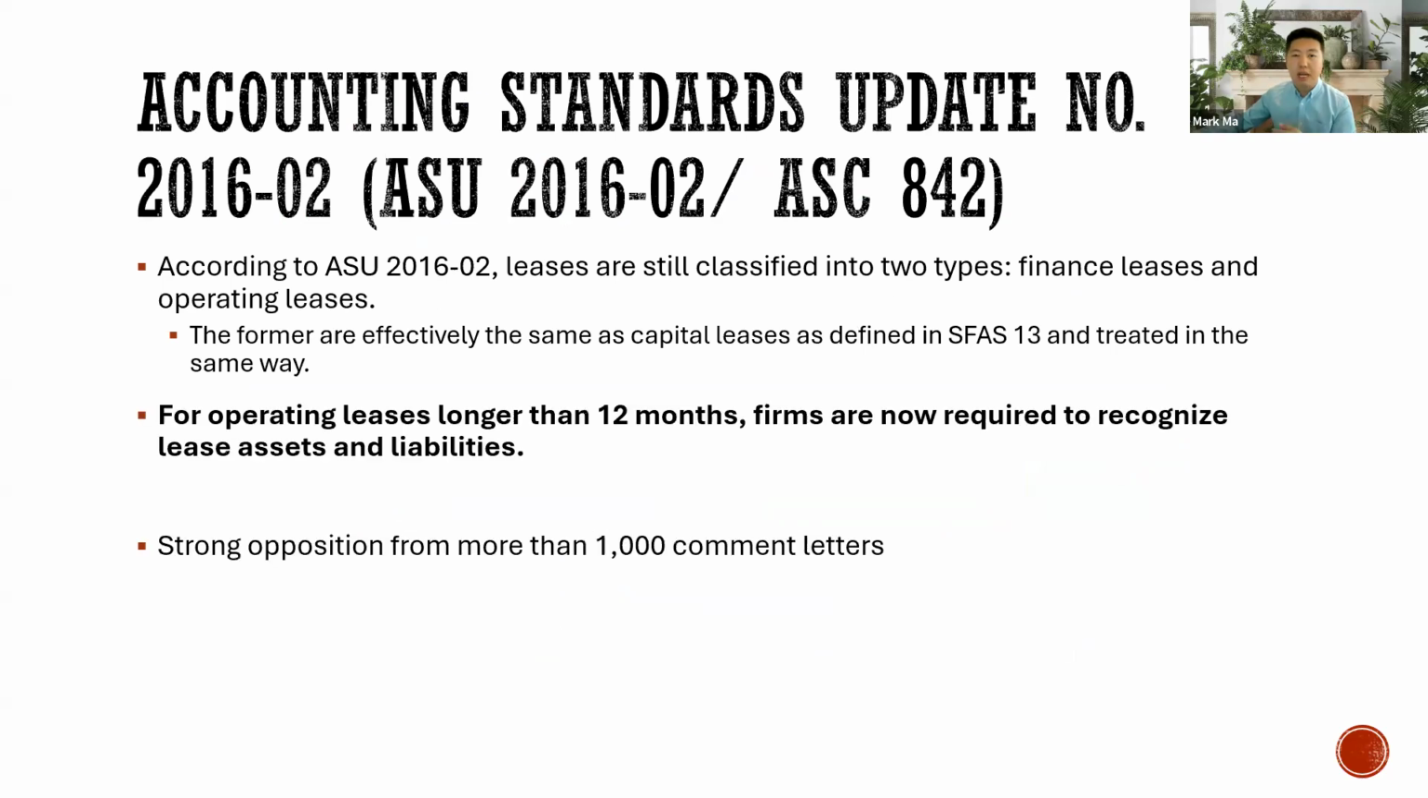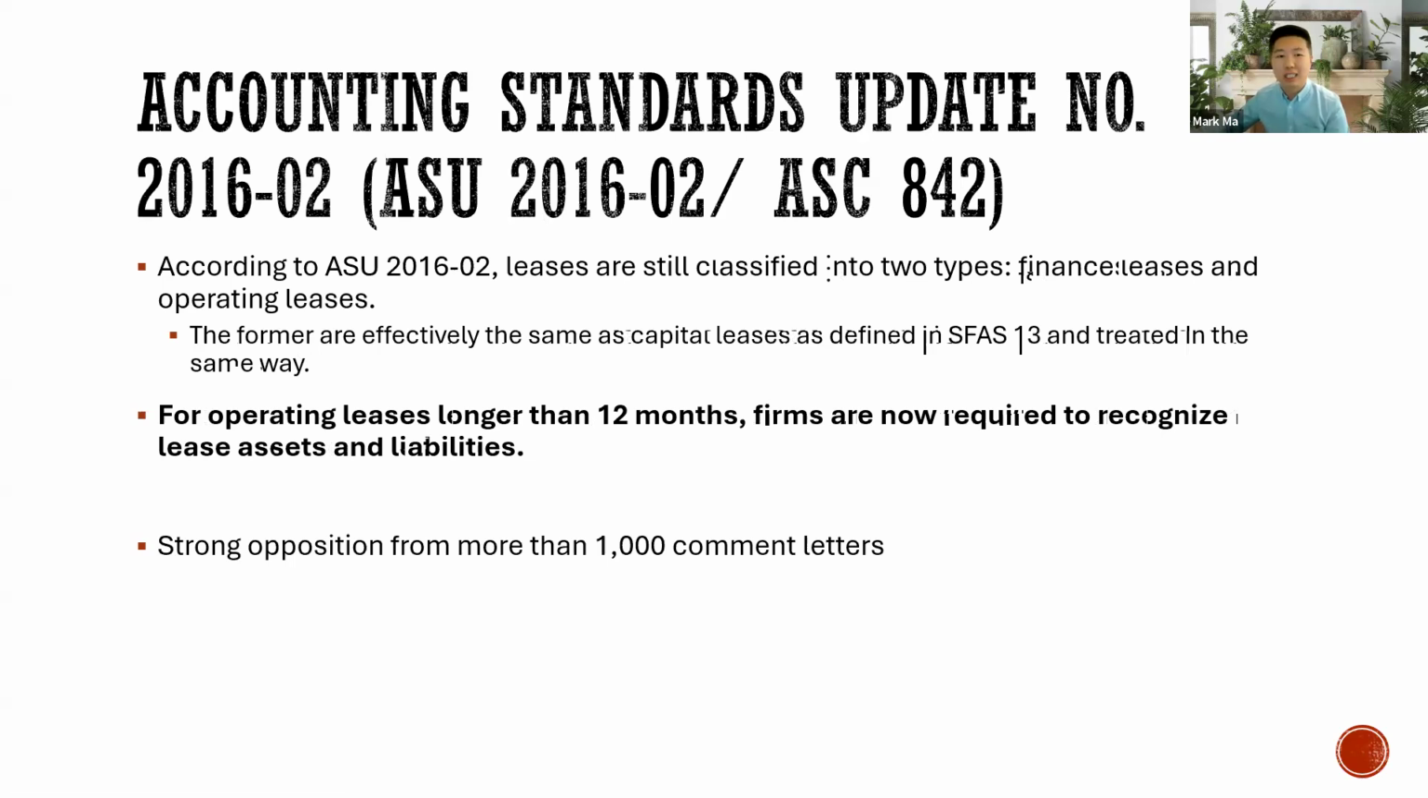According to this new standard, leases are still classified into two parts: finance lease and operating lease. The finance lease is still essentially similar to capital lease, and operating leases are now largely required to be recognized on the balance sheet as ROU, right-of-use assets and right-of-use liabilities. The exception is for those operating leases shorter than 12 months.